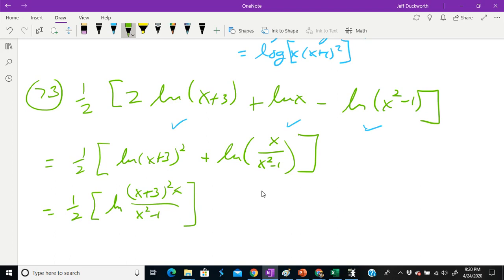And now I definitely don't need the bracket, because I've got an ln in front of a quotient there. There's no way that could be mistaken as anything else. So what I have left is this 1/2. This needs to come up. So I'm just going to do the square root of the whole thing. So x (x plus 3) squared over x squared minus 1. And let's highlight that this is a square root. Okay, so there are some problems where we're contracting everything into 1.